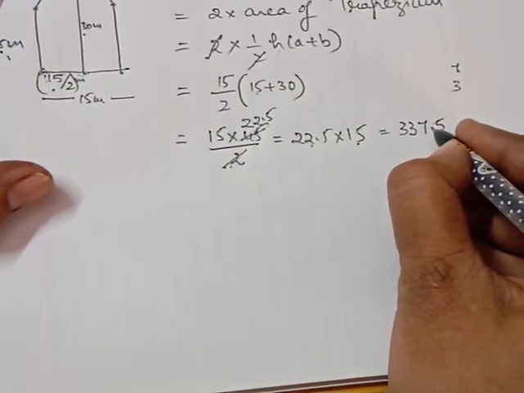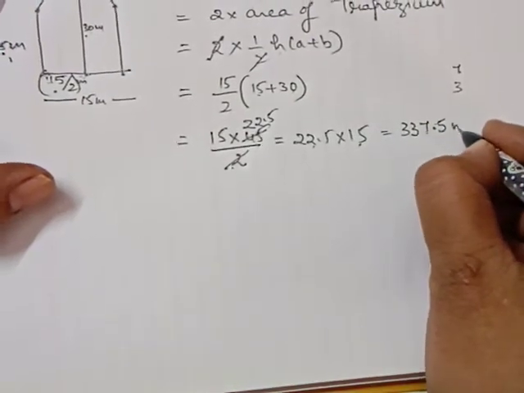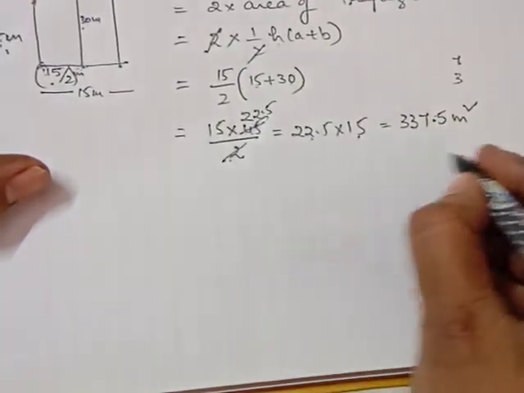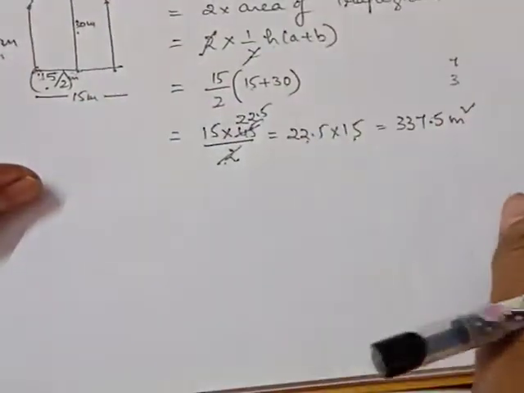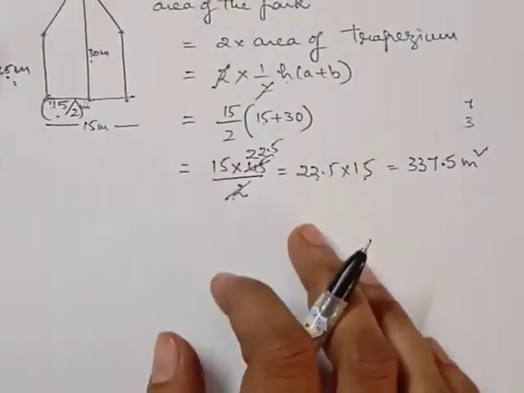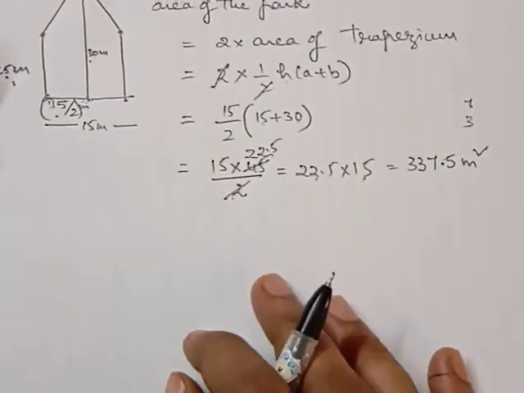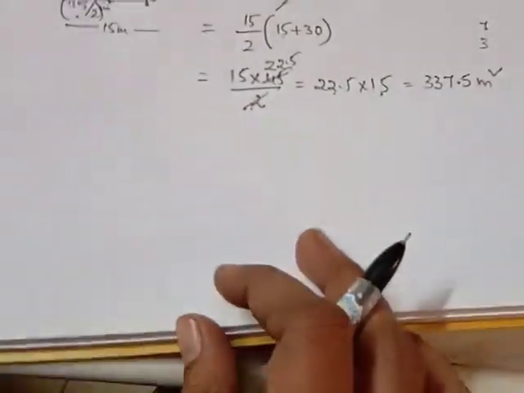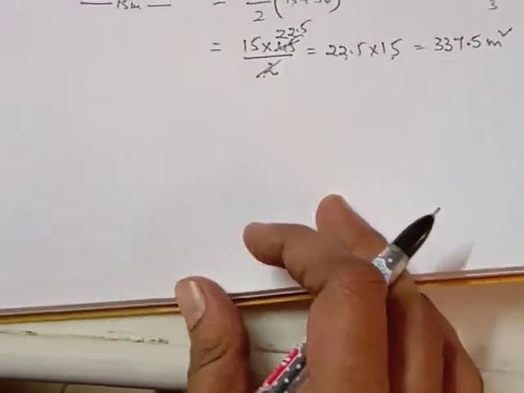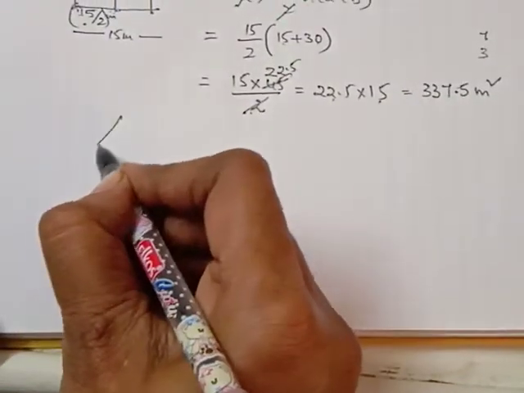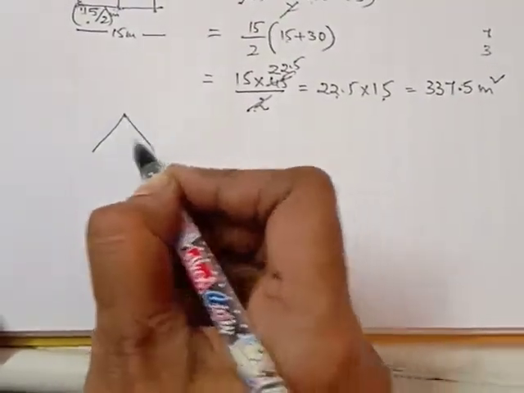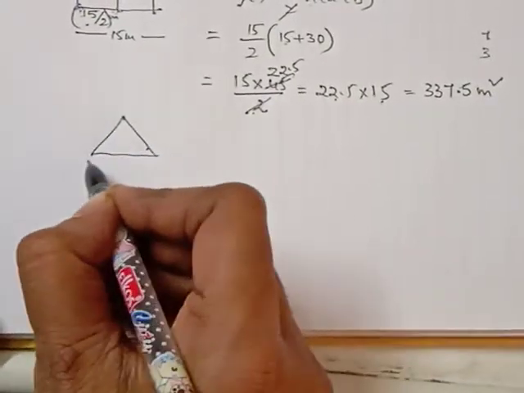So 337.5 meters square is the area of this park. In whose method? Jyoti's method. Now let us go to Kavita's method. In Kavita's method, what did Kavita do? She also divided it into two parts, but in a different way.